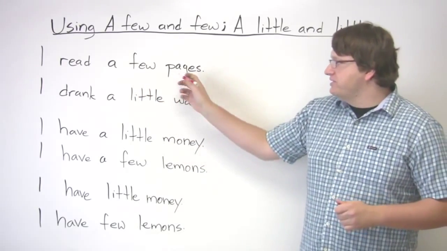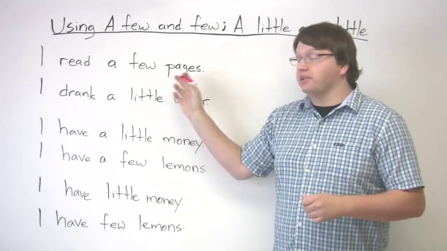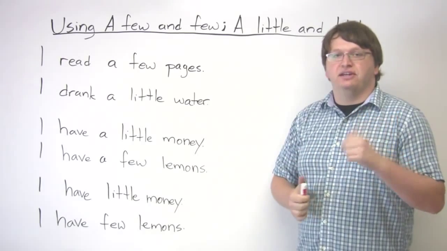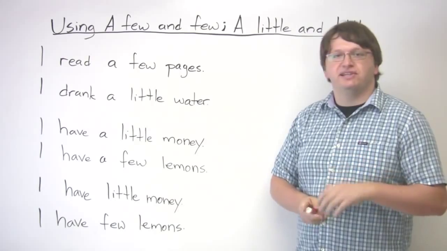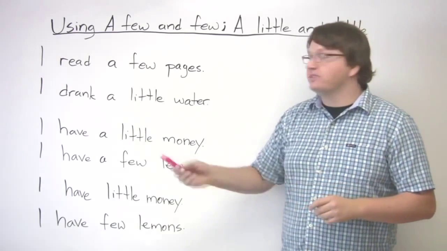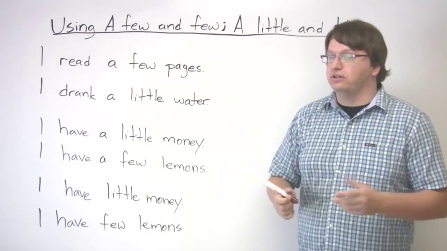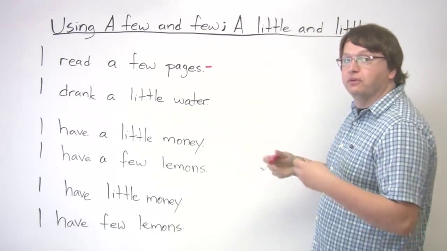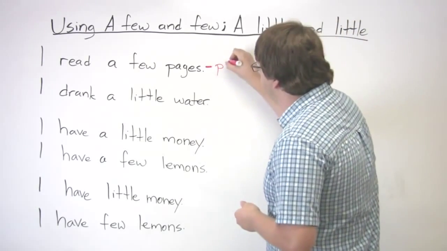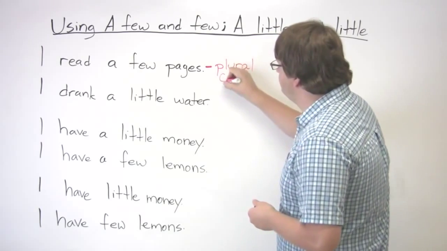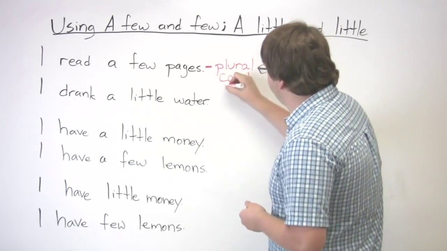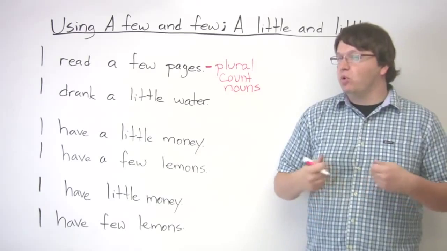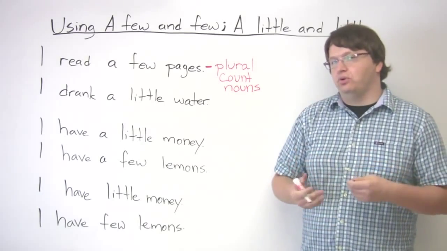So here we have, I read a few pages. The word pages is a count noun. It's a plural count noun, right? So you can have one page, you can have 2 pages. Again, you can have oranges, lemons, anything you can count, you would use a few or few. So for few and a few, we only use them for plural count nouns. So again, if you can count it and it's more than one, you can use a few or few.